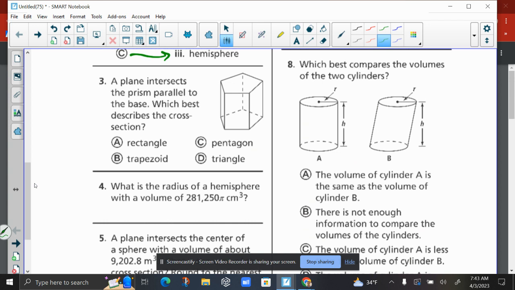3, a plane intersects the prism parallel to the base. That's key. Anytime it's parallel to the base, that means it's going to be the same as the base. So if I cut this thing right along the sides here, so in a parallel section, I'm going to get the same section as the base, so pentagon.